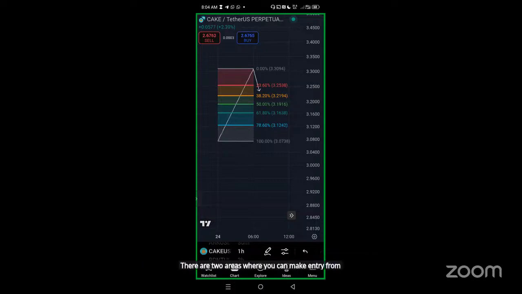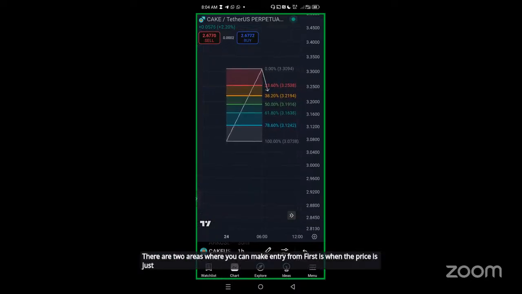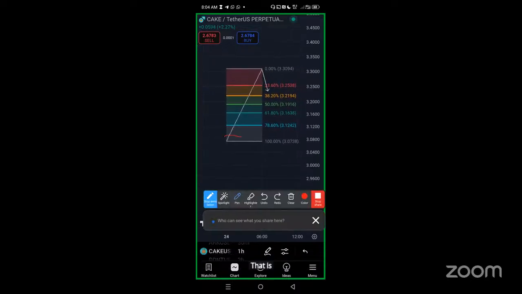First is when the price is just beginning to rise. That is at this point, at the end of this area. But that is the first entry area or position. Then the second entry position is when the market price is pulling back. You will have your entry point at 38.2 or 50 or 61.8. Those will be your key entry areas.